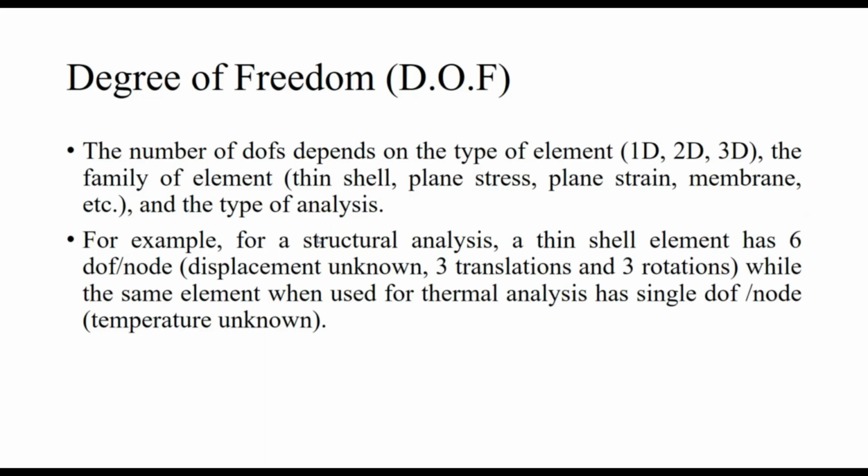Then the number of degrees of freedom depends on the type of element. If you take 1D elements, the number of degrees of freedom at each node differs from that of a 2D element and that of a 3D element. For example, in a structural analysis, if you consider a thin shell, which is usually a 2D element, it has 6 degrees of freedom for each node, in which you will have 3 translations and 3 rotations. While if you take the thin shell element inside a thermal analysis, then the degrees of freedom will be only 1, that is the temperature degree of freedom. The degrees of freedom of the total system depend upon the number of nodes, the type of element you have selected, and the type of analysis you have selected.